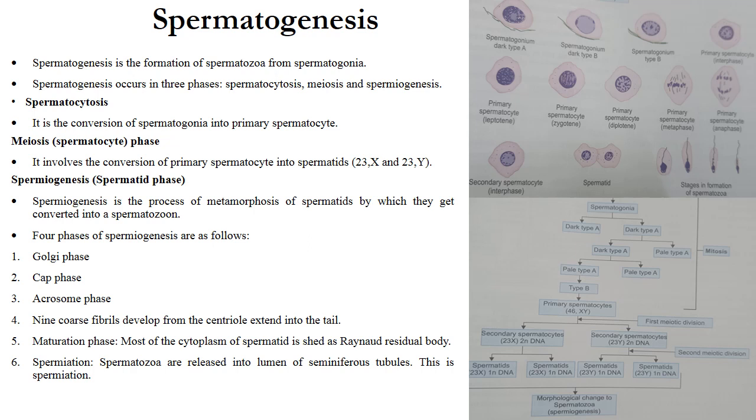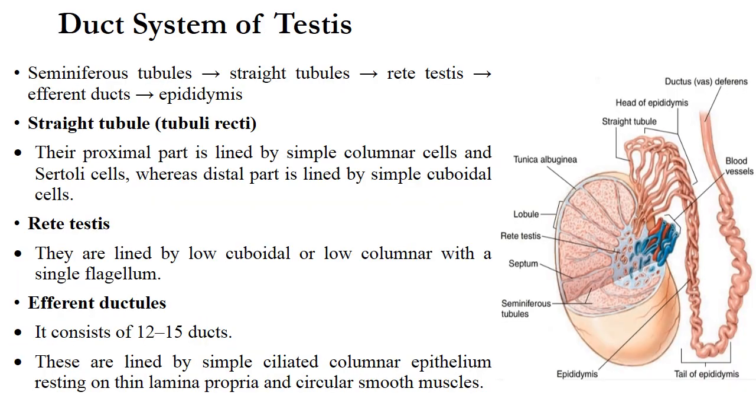And then occurs the maturation phase. Most of the cytoplasm of the spermatid is shed as residual body. The Sertoli cell will phagocytose the residual bodies and spermiation occurs, and finally the spermatozoa are released into the lumen of the seminiferous tubule. This is known as spermiation.